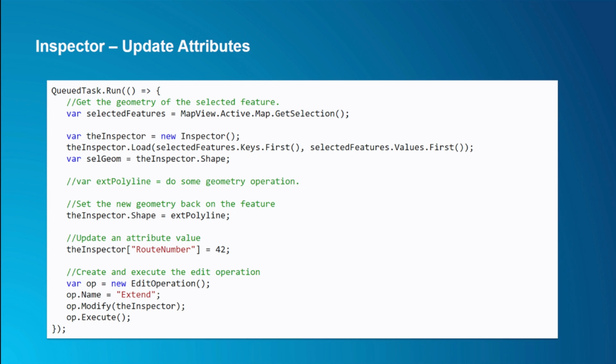So in this code example, we're getting the selection of the map, and then we're creating an instance of this inspector class. Into this inspector, we're loading the first feature that we have retrieved from our selection set. And then once this feature has been loaded, we can directly, through the shape property, access its geometry, or in a similar kind of way with key value pairs, retrieve or update the attributes. Then we start an edit operation and just hand it the inspector class, and everything is taken care of for us.